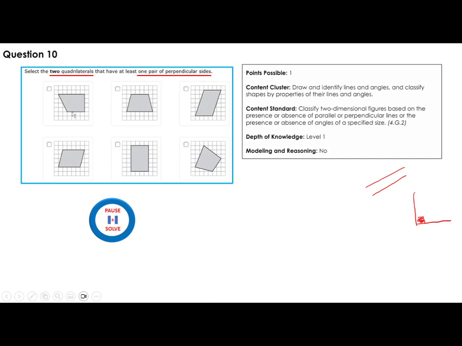Does this have perpendicular sides? Yes. Does this have perpendicular sides? No, there's no 90 degrees here at all, so that's not good. What about this? It's not good. What about this? It's not good. What about this? Yes. See, there's a 90 degree angle right here. This one is 90 degrees like this, 90 degrees like this, okay?